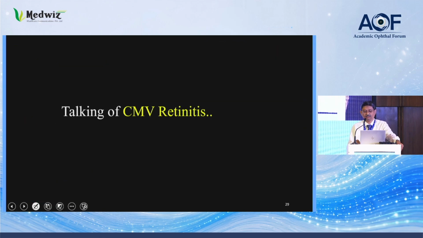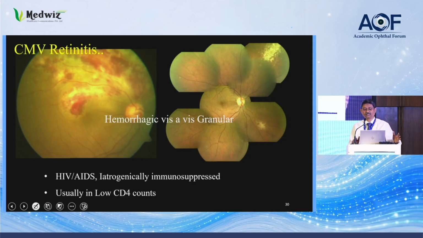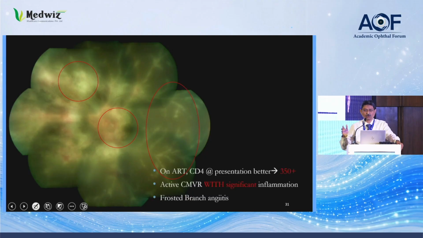Now, talking about CMV retinitis, it can be hemorrhagic, typically known as a pizza pie appearance like here, or you can have granular involvement in the extreme periphery. But again, they are usually associated with immunocompromised patients, and most have a very low CD4 count. But when the patient is on HIV therapy, on ART, and the CD4 count goes up, you can have a confusing picture of immune response and active CMV retinitis.